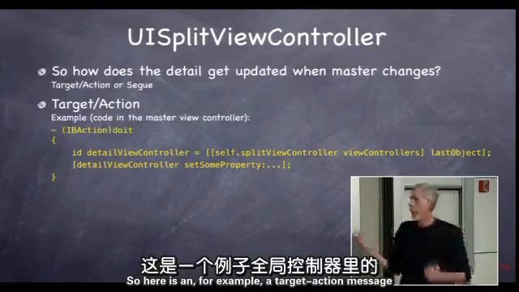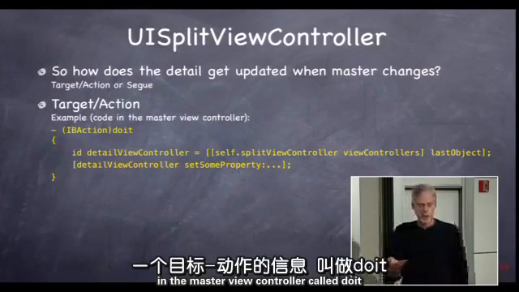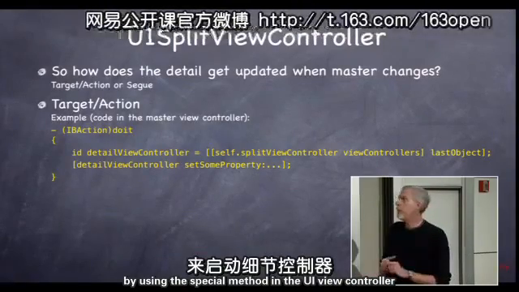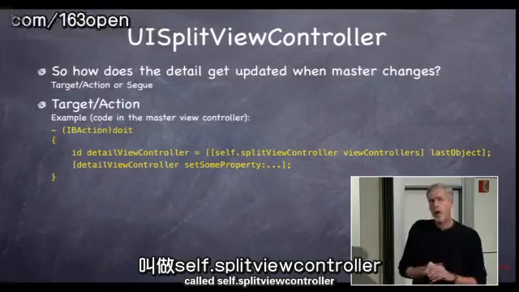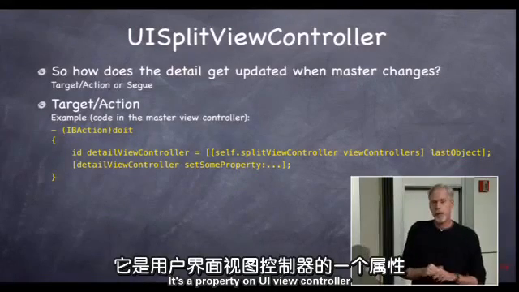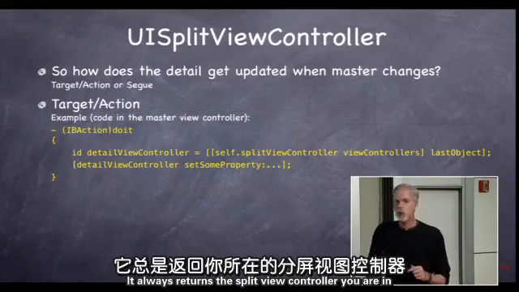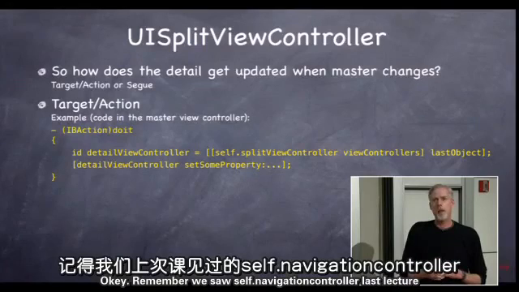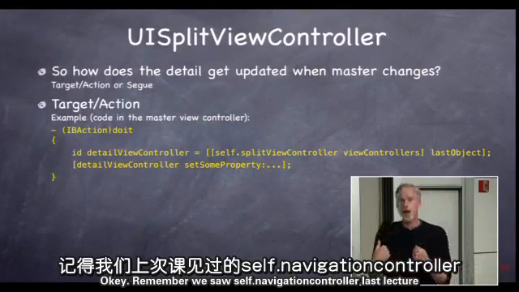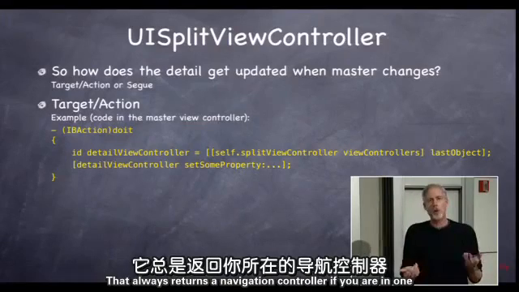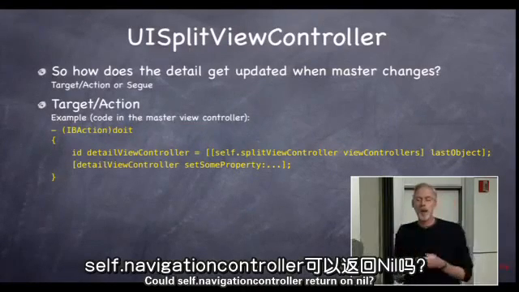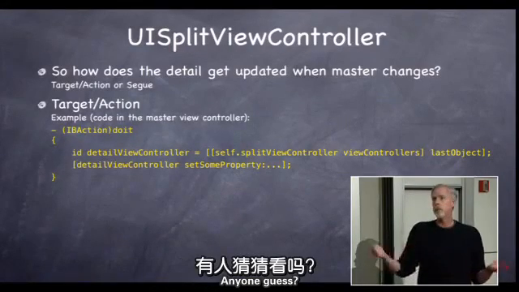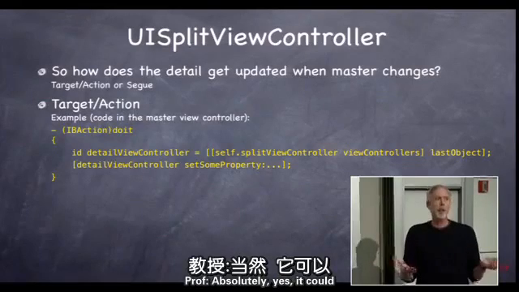So here's, for example, a target action message in the master view controller called doIt. And it gets the detail controller by using this special method in UIViewController called self.splitViewController. Okay, it's a property on UIViewController. It always returns the split view controller you're in, if you're in one. Okay? Remember we saw self.navigationController last lecture. That always returns a navigation controller if you're in one. Could self.navigationController return non-nil and self.splitViewController return non-nil? Anyone guess? Yeah. Absolutely. Yes, it could.